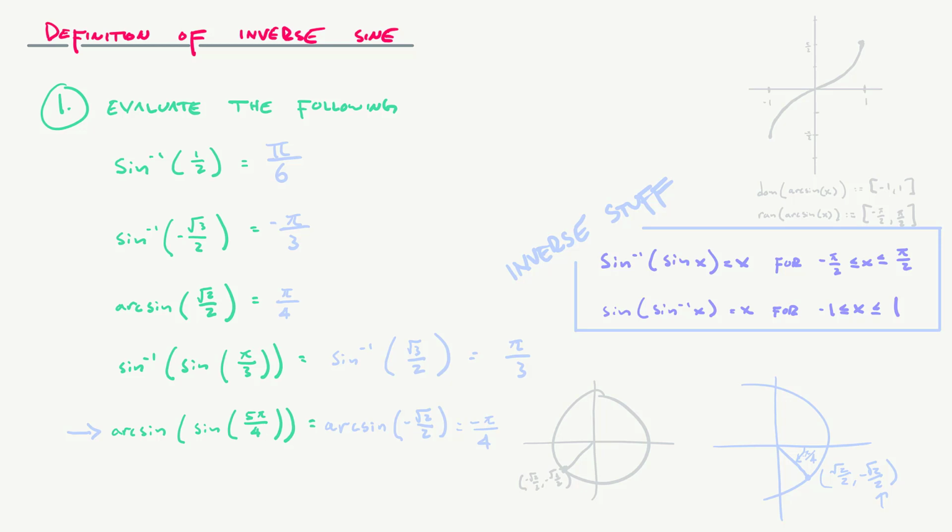So you do have to be a little bit careful when you're doing these things. Make sure that the only time you can say that it's equal to the input is if that input is between negative pi over 2 and pi over 2, if it's in quadrant 4 or quadrant 1, respectively.